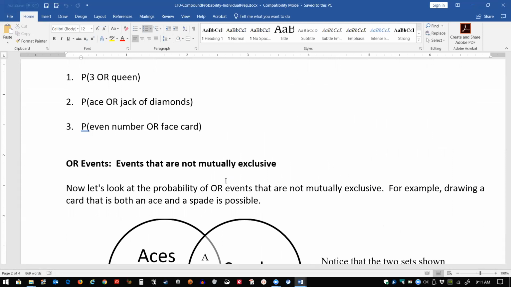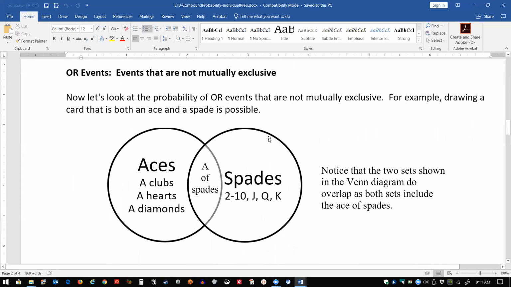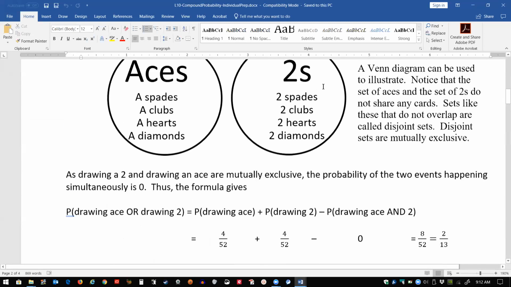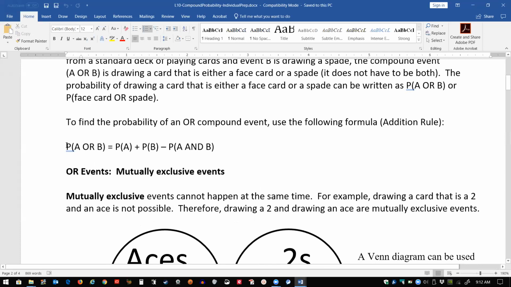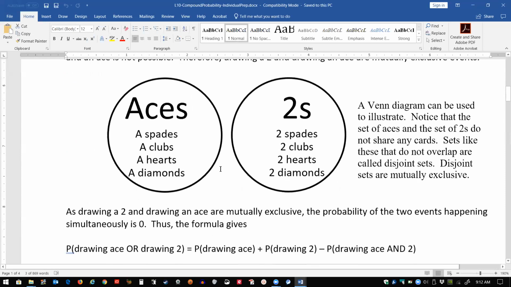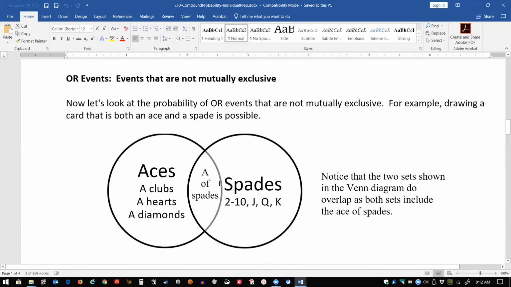Okay, all right. So hopefully you paused and you've got those 3 problems taken care of. So now we move on. Still dealing with OR events, we still are dealing with that general addition rule, but now when the events are not mutually exclusive, there will be a third term there. And let's talk about the rationale behind that.